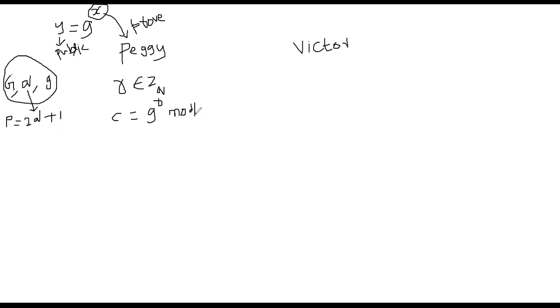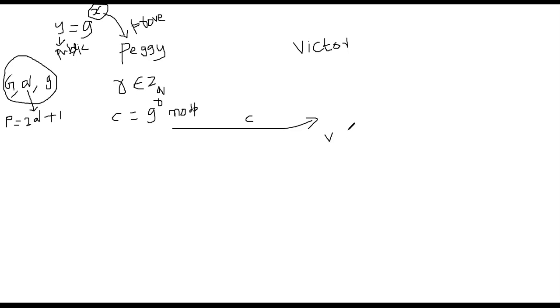she will send that value to Victor. So Victor gets the value C. What will Victor do with the value C? Victor can make a decision here. Victor will actually create a random value V, which can be something like a 0 or 1.